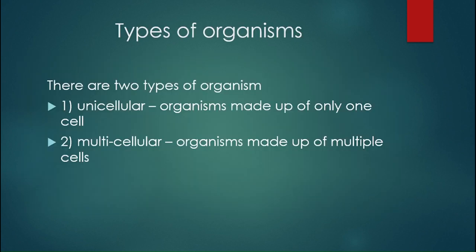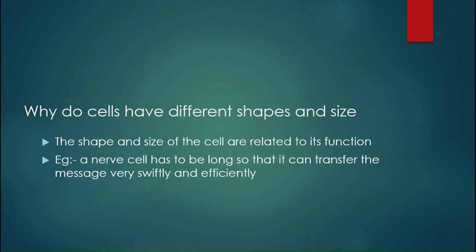Now, there are two types of organisms. First, unicellular organisms. They are organisms which are made up of only one cell, meaning they do not have multiple cells like us humans. But multicellular organisms are those which have multiple cells, for example, humans, and examples of unicellular organisms are amoeba, paramecium, etc.